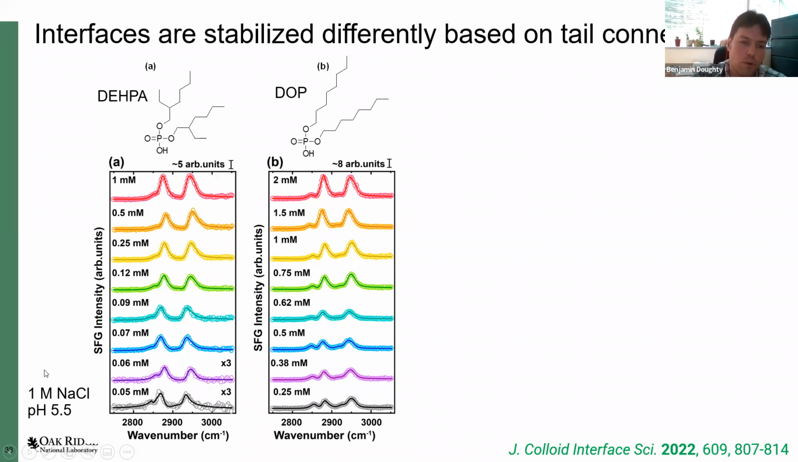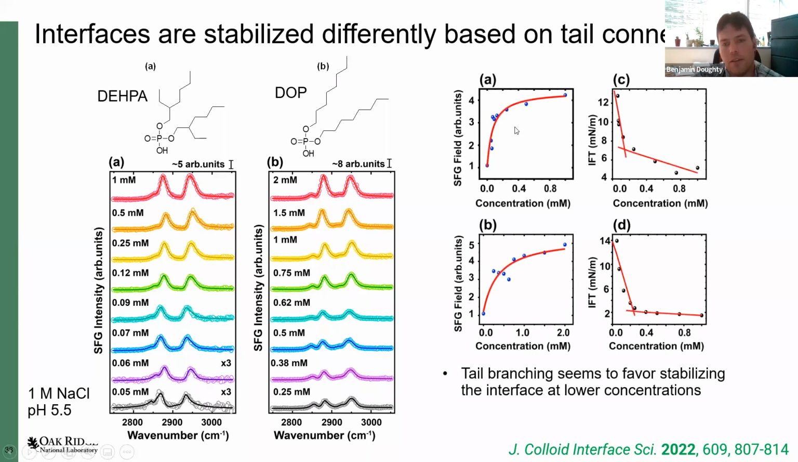This is all at 1 molar sodium chloride, pH 5.5. And if you plot the SFG response versus concentration, you can get out an isotherm. This tells you about the free energy for adsorption of these molecules to the surface. And for DEPA, we get an equilibrium value, some equilibrium constant, a delta G. You can extract things with surface tension where you saturate the surface.